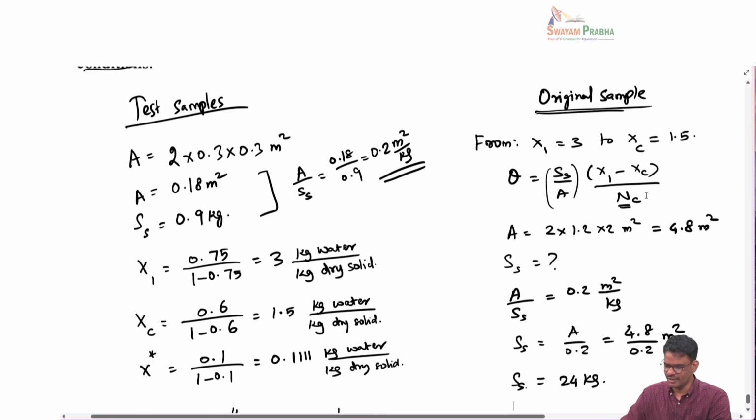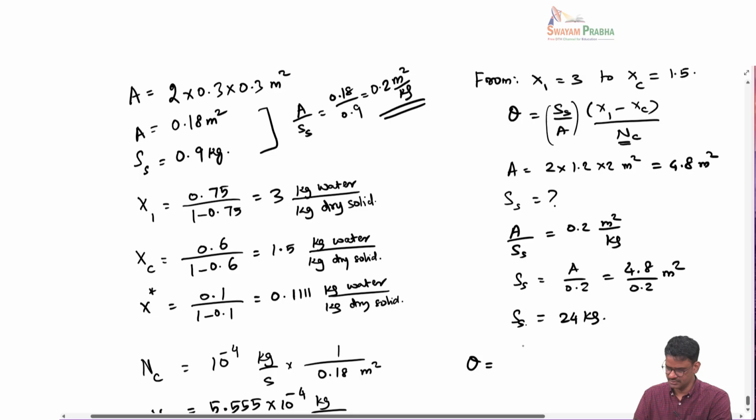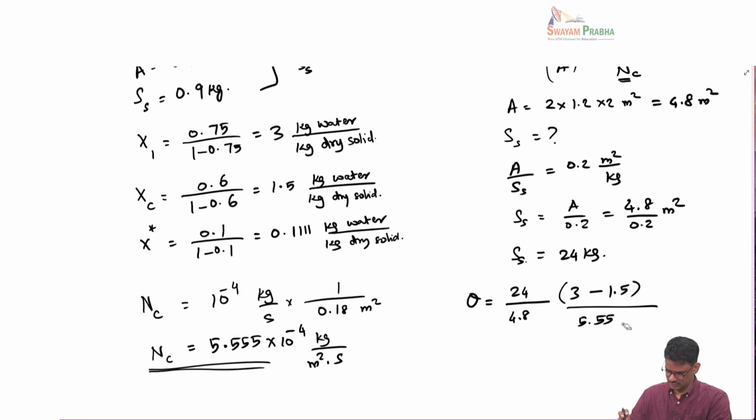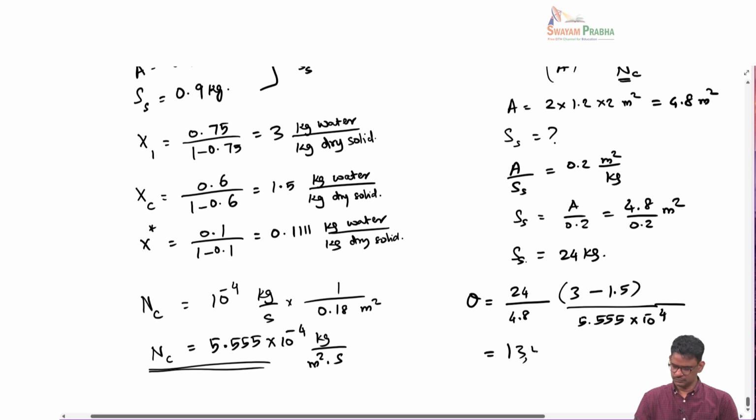Now we know all the quantities that we need here, so we can substitute: 24 kilogram, area is 4.8 meter square, x1 is 3, xc is 1.5, and NC is 5.555 into 10 power minus 4. So we get something like 13,500 seconds.